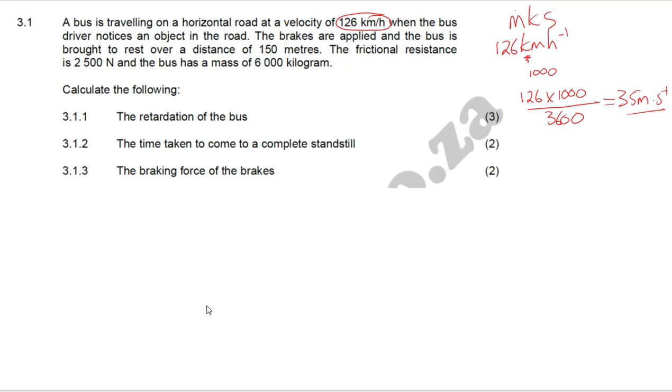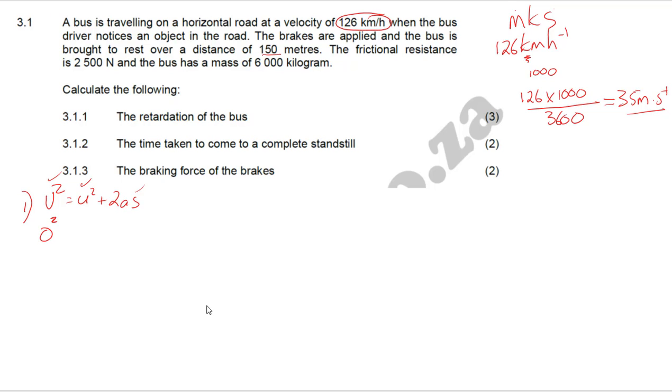The first question says, number 1, calculate the retardation of the bus. So in other words, we want to know the braking force or the deceleration. So what do we know? We've got the initial velocity. The final velocity will be 0. We have the displacement, 150 meters. We don't know what the time is. Okay, so which formulas do we have? V squared equals U squared plus 2AS. Displacement, acceleration is what we want. We have the initial and we have the final. So we can work it out.